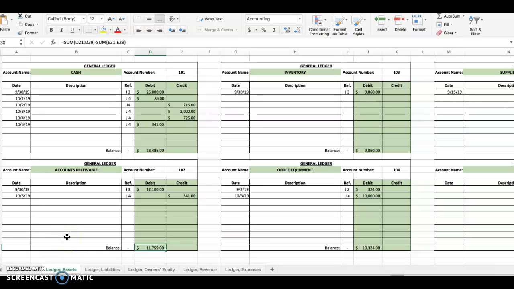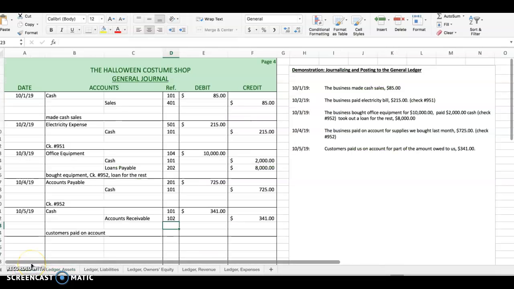We don't know who they are at this point. We're not ready for that. We will be able to keep track of that later in the course, but we're not quite ready for that at this point in time. So that's the process of posting.